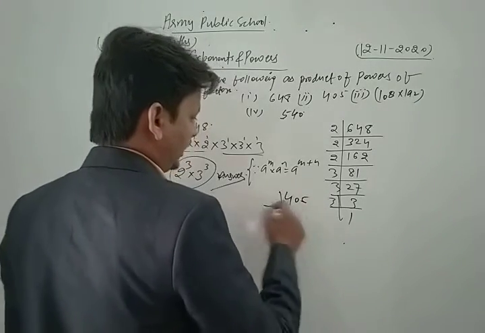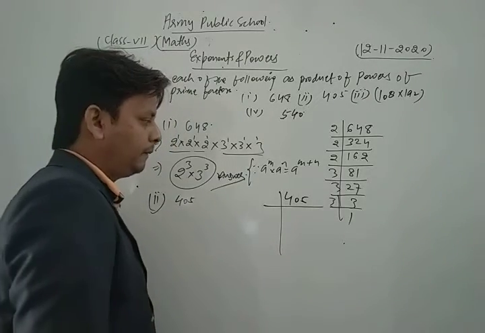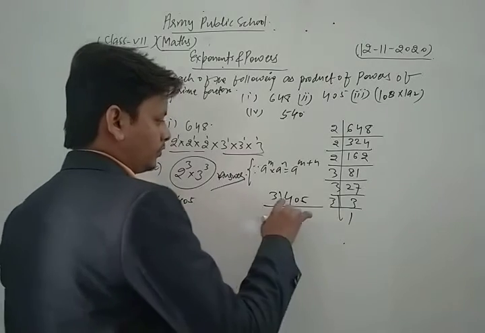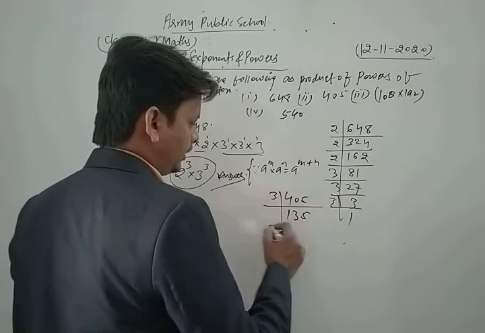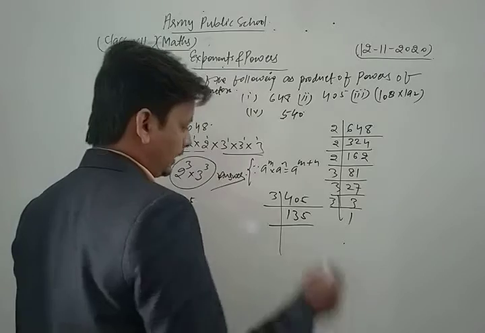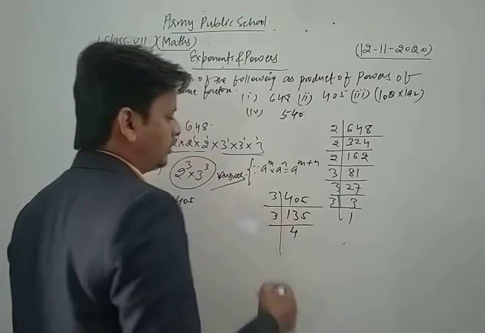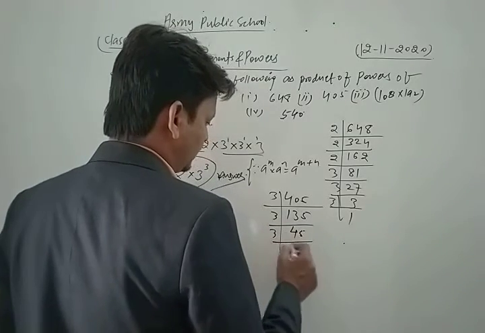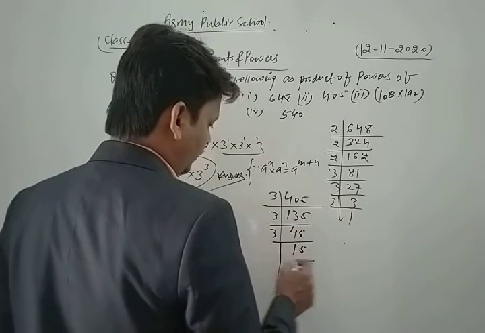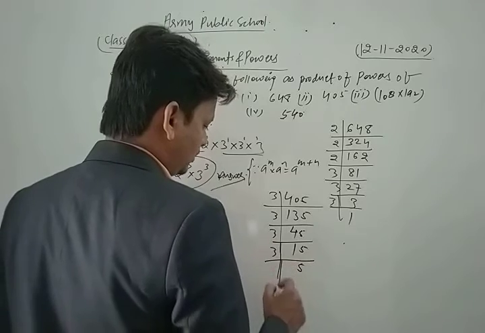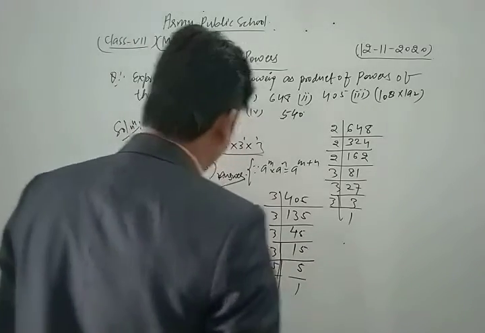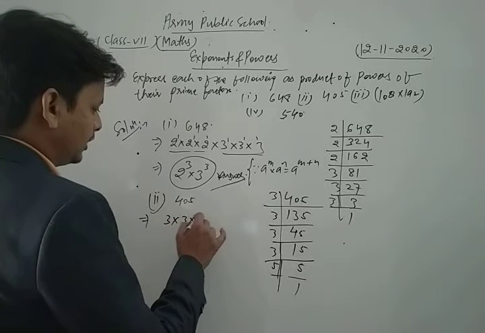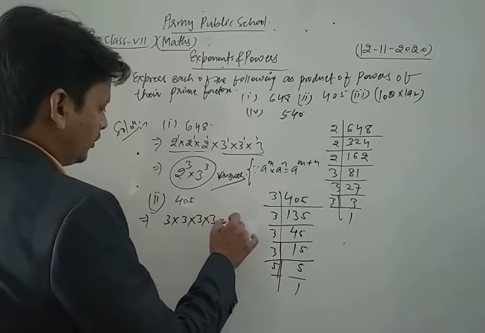Let's see. Again, dividing by 3. 3 1 is 3, 3 3 is 9, 3 5 is 15. Now again by 3, 3 4 is 12, carry 1, 3 5 is 15. Again by 3, 3 1 is 3, 3 5 is 15. Again by 3, 3 5 is 15. Then by 5. Now we can write 405 in the form of 3 multiplied by 3 multiplied by 3 multiplied by 3 multiplied by 5.